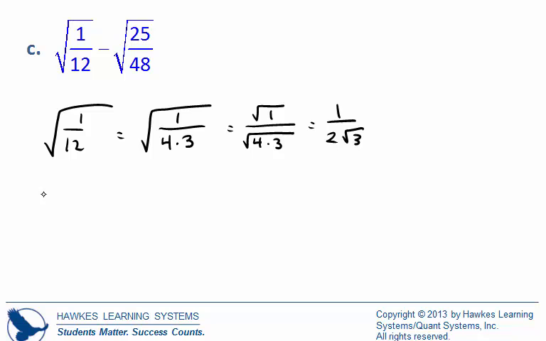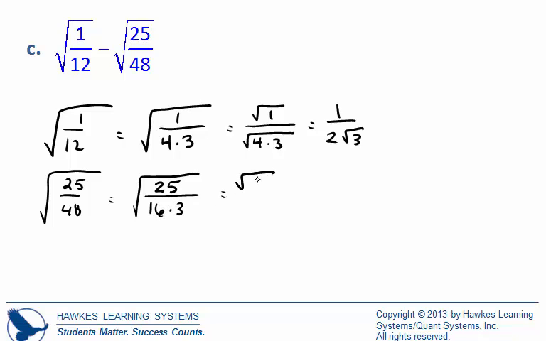All right, so let's look at the other one. The other one is 25 over 48. So let's rewrite. The 25 is a perfect square, so I'm going to leave that alone. The 48, let's write as 16 times 3. And we'll break it up. Radical of the top, radical of the bottom. The square root of 25 is 5. The square root of 16 is 4, and the square root of 3 cannot be done.